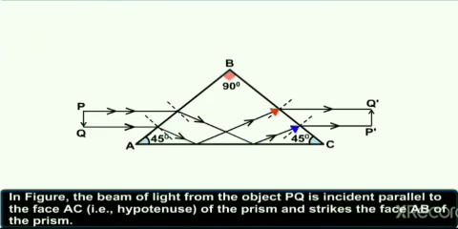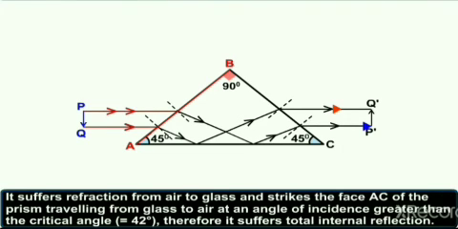In figure, the beam of light from the object PQ is incident parallel to the face AC, that is hypotenuse of the prism, and strikes the face AB of the prism. It suffers refraction from air to glass and strikes the face AC of the prism, traveling from glass to air at an angle of incidence greater than the critical angle, which is equal to 42 degrees. Therefore, it suffers total internal reflection.